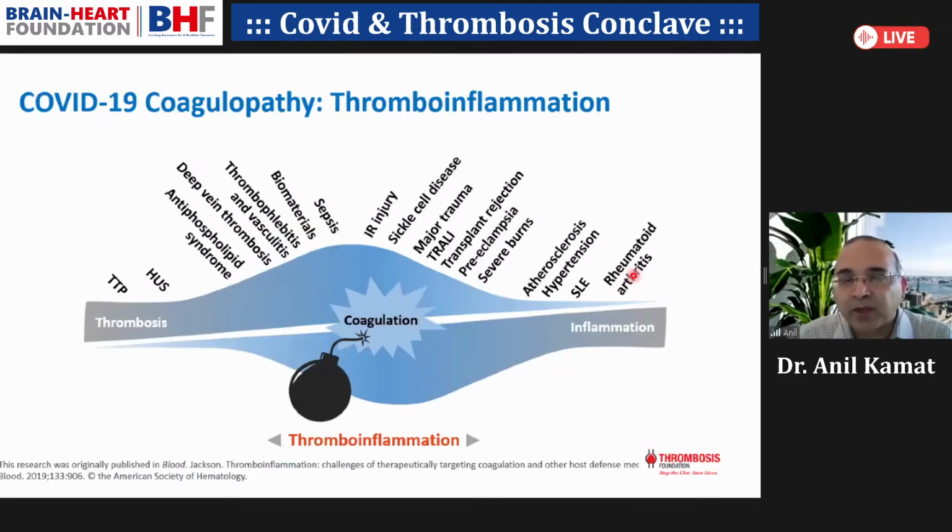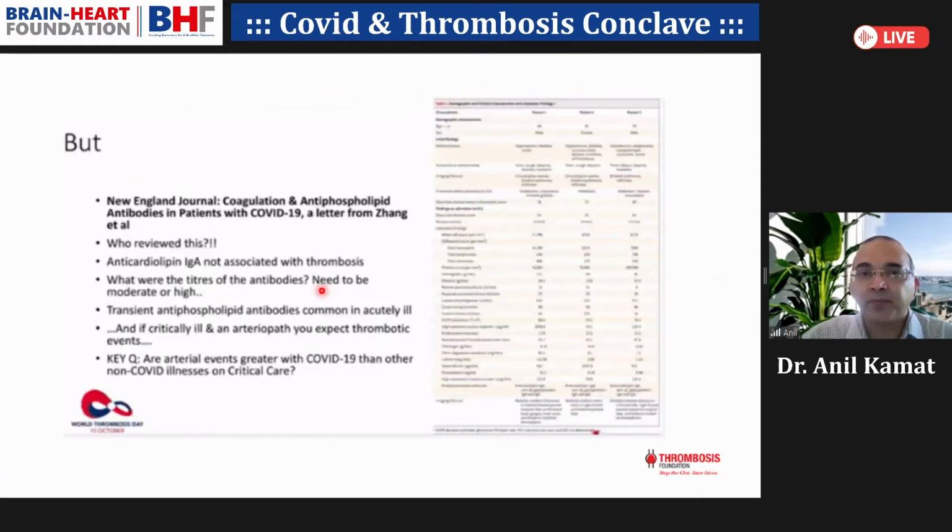And this is the spectrum. On one hand, you have the spectrum of thrombosis, and on the other hand, you have the spectrum of inflammation. So if you ask me, where does COVID stand? COVID starts off as an immunothrombosis, and the various patient-related factors such as obesity, diabetes, immobilization, comorbidities start playing in, and the spectrum moves towards thrombotic state. So it is an immunothrombosis moving to a secondary thrombosis state.